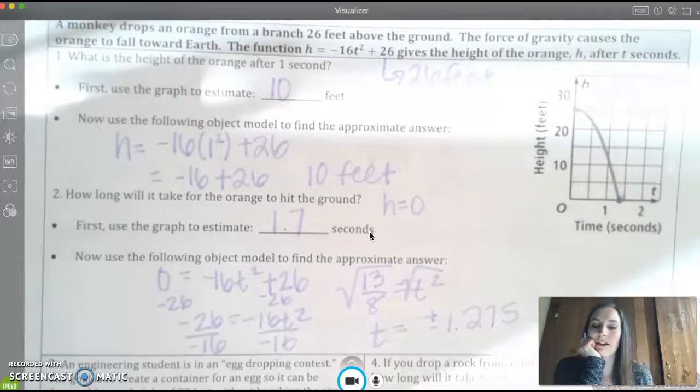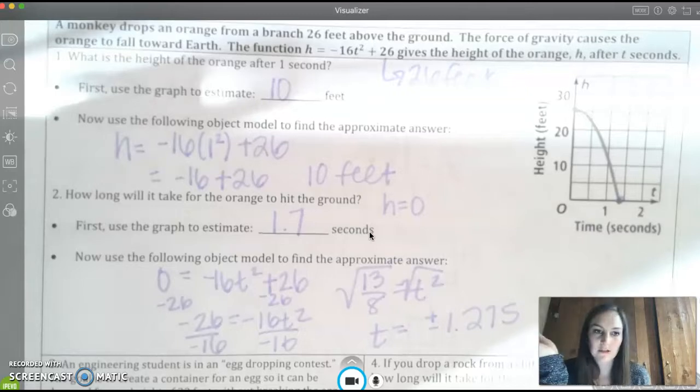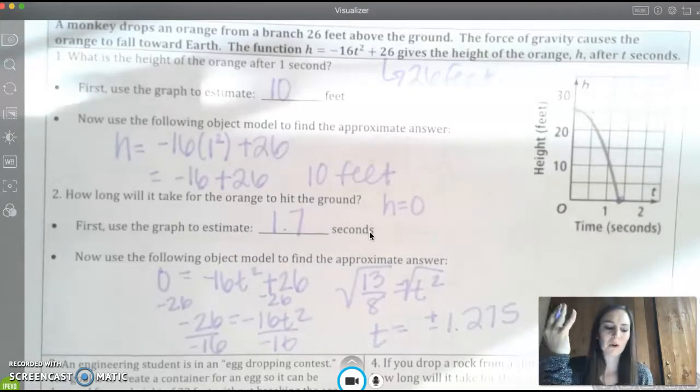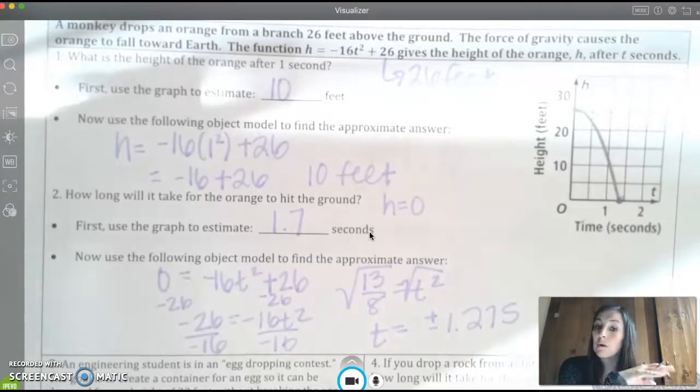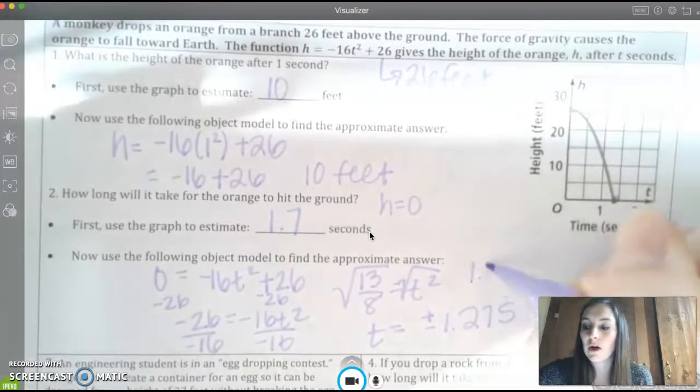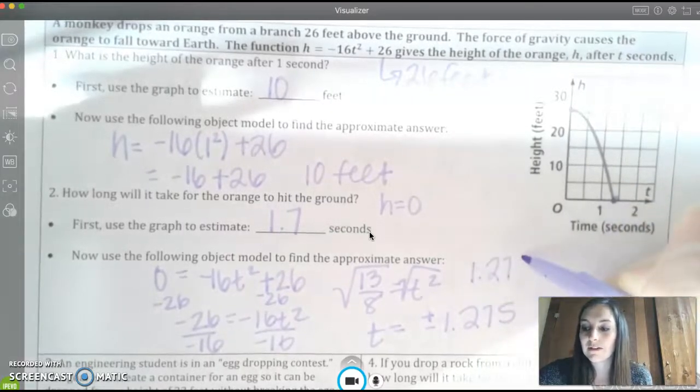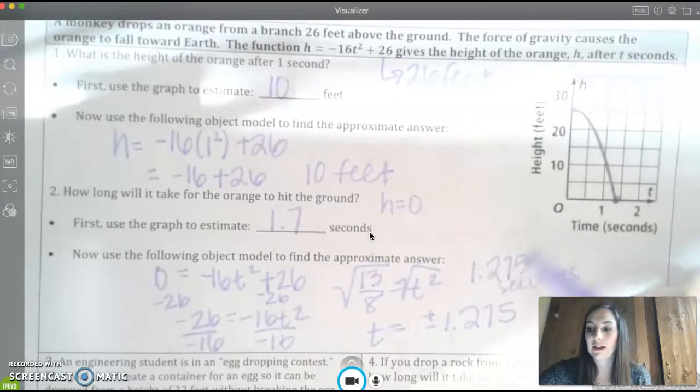But let's think about this. With every single application problem that we're working with throughout the rest of this unit, we want to think, does it make sense in a real setting? Well, is it possible to have a negative time? T stands for time. Are we going to go backwards? No. We're always going to have a positive value. So it's only going to be 1.275 seconds. So that is our final answer here.